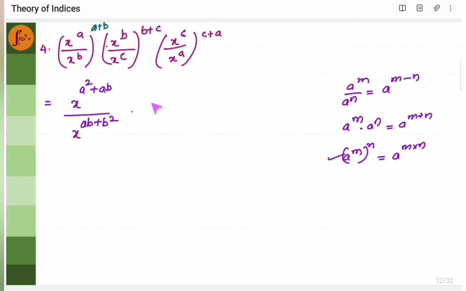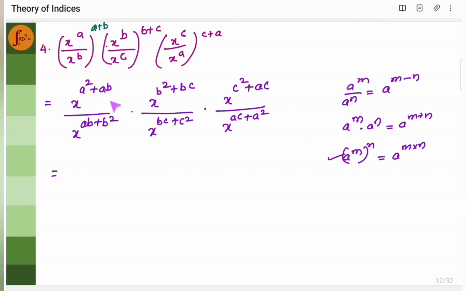Now we'll go to the next one. Same thing, we'll multiply b into b, b square, b into c, bc. Similarly here we'll have to multiply, right? c into b, bc, c into c, c square. Then go to the third one, c into c, c square, c into a, ac. Then again multiply these powers, a into c, ac, a into a, a square.